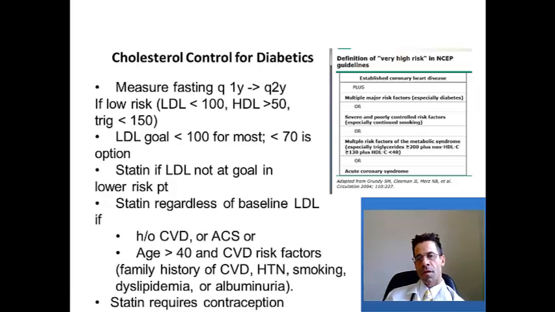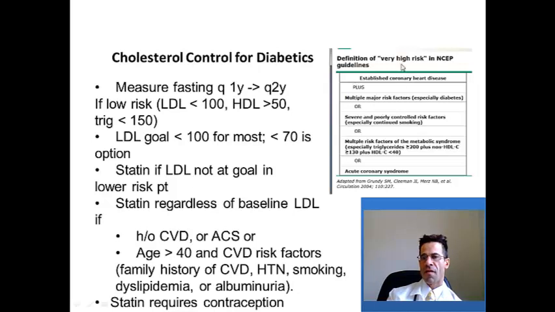The goal for cholesterol control in diabetics is for LDL to be less than 100 for most patients. And then there's an option for very high-risk patients to have a goal of LDL less than 70. This is from the ATP3 2004 update on cholesterol management, and it describes what patient population could have an optional goal of an LDL cholesterol less than 70.